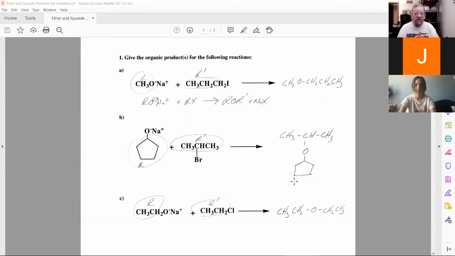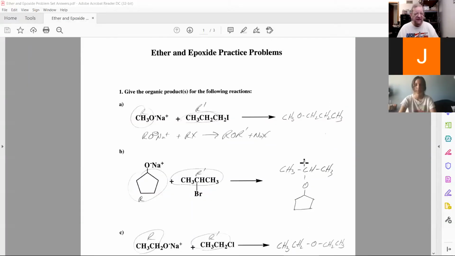All right, let's get to work. Thumbs up, people. Do you see the ethers and epoxides problem set? Thank you. All right, let's go through a couple of these.